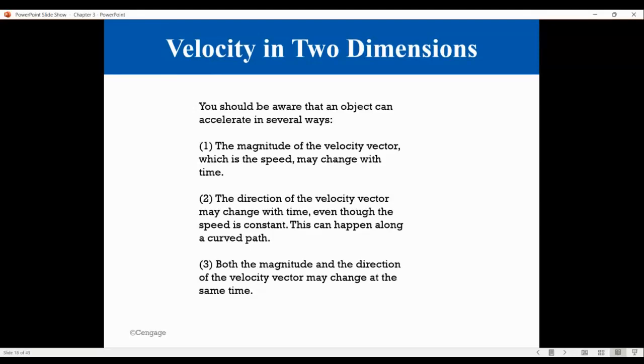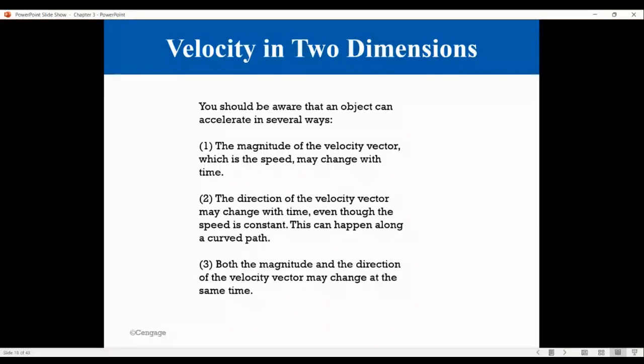We're familiar with this. This is normal. But the other way in 2 dimensions is that the direction of the velocity vector may change with time, even though the speed is constant. So we can have a constant speed, but I'm changing direction. And when it does that, that's typically along a curved path. You can imagine a car driving around a bend. In that case, we also have acceleration.